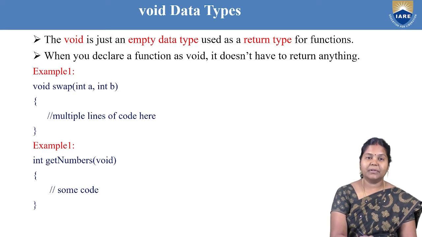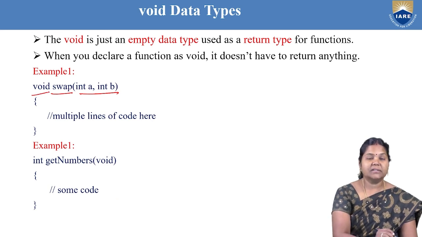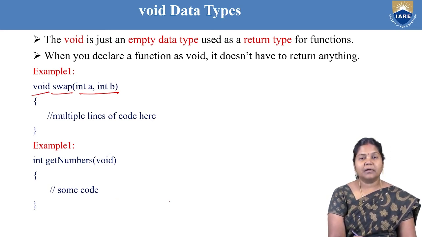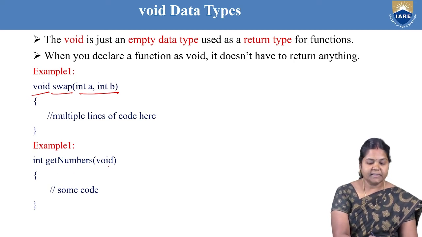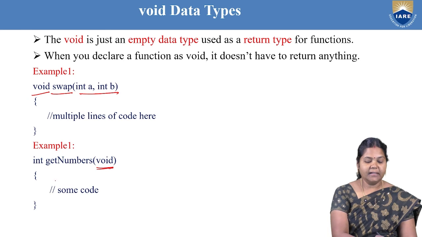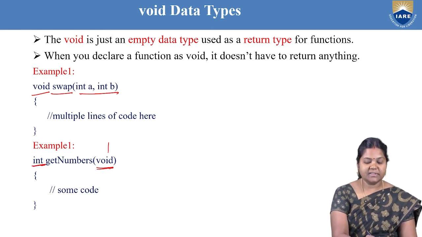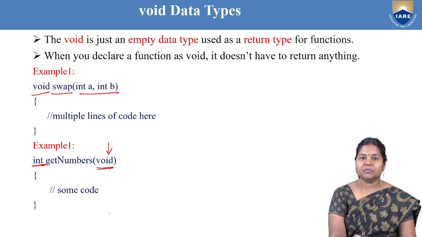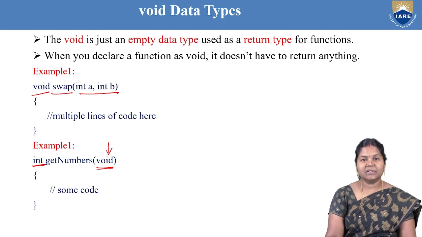So, let us see one example. Here swap is a function which takes 2 arguments, both of integer types, and it returns nothing. The void keyword is used for indicating what type of value it returns. If it returns nothing, then you write void. Similarly, in the next example, getNumbers is a function which returns some integer, so write int, but which takes no argument, so you can also write void over here. So, the usage of void is mostly in functions.